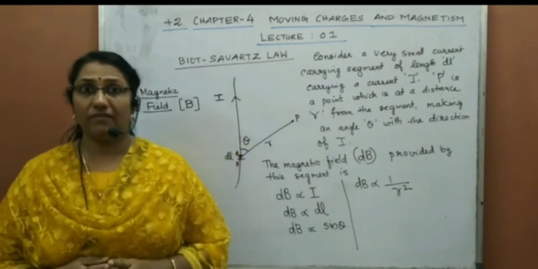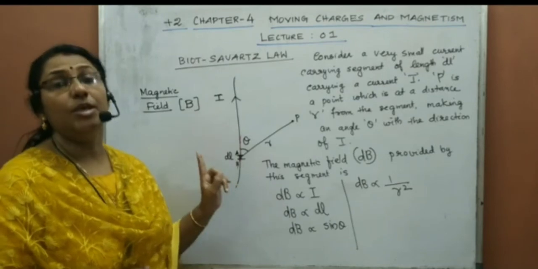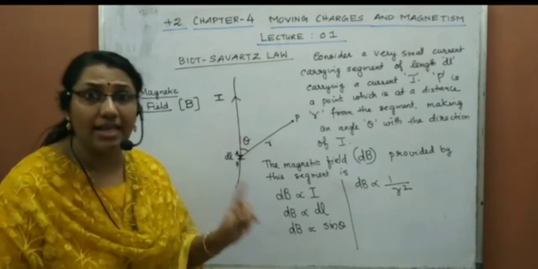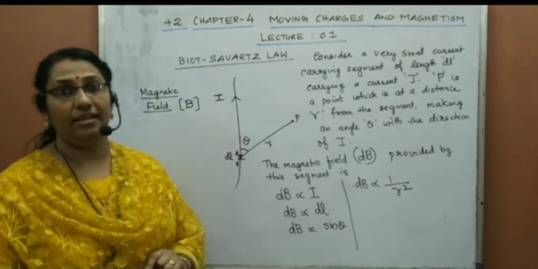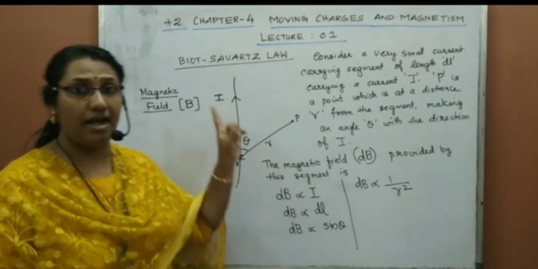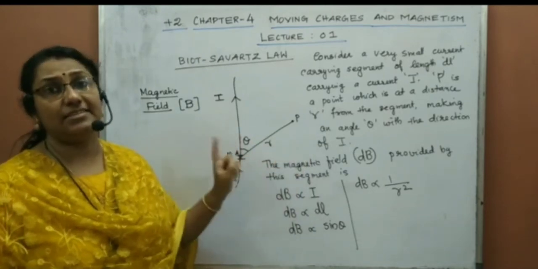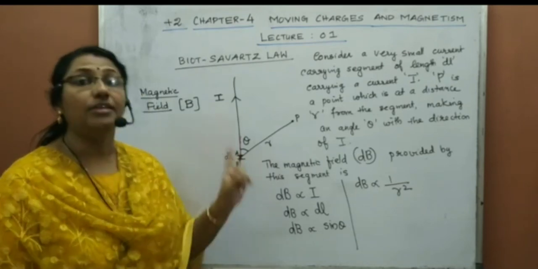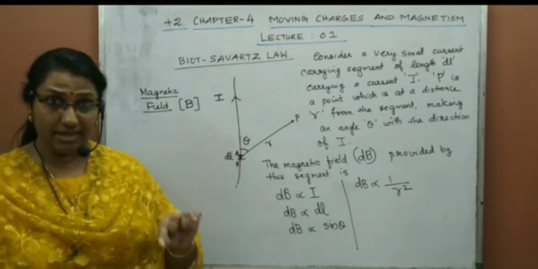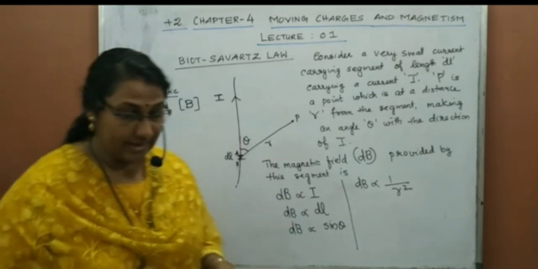According to Biot-Savart law, the magnetic field dB produced by a very small current carrying segment of length dl carrying a current I at a point P, which is at a distance r from it, making an angle theta to the direction of the current, is directly proportional to the current I.